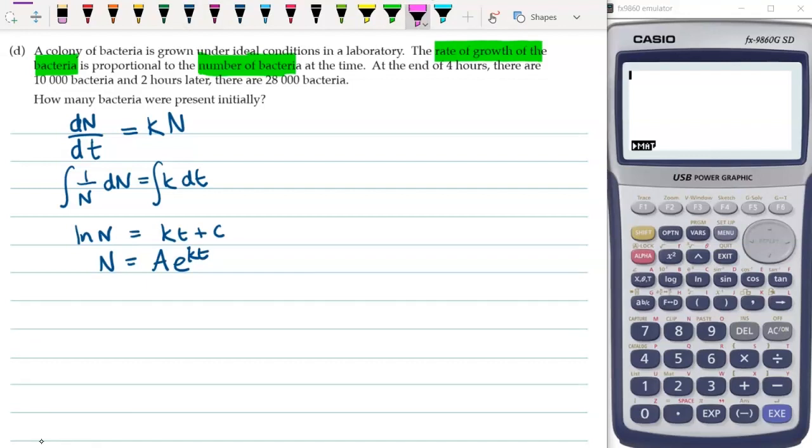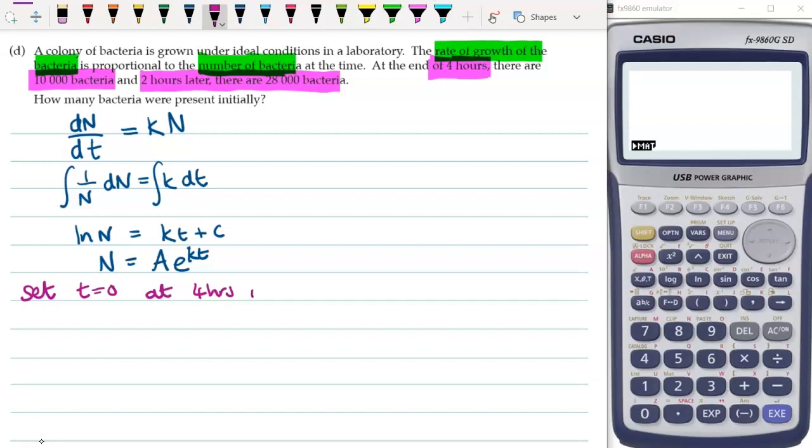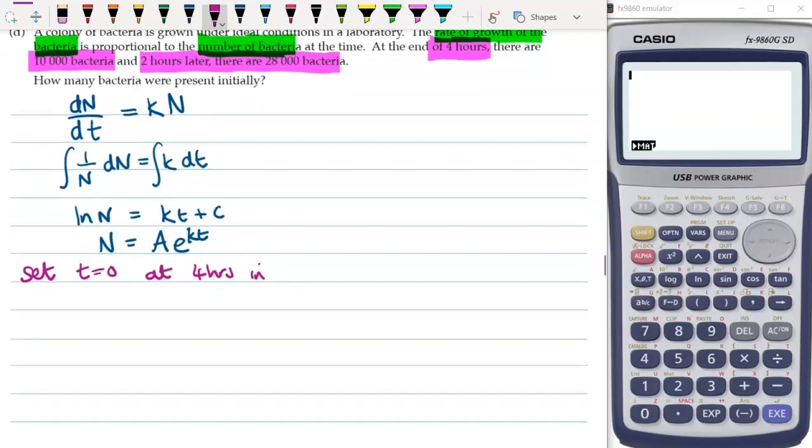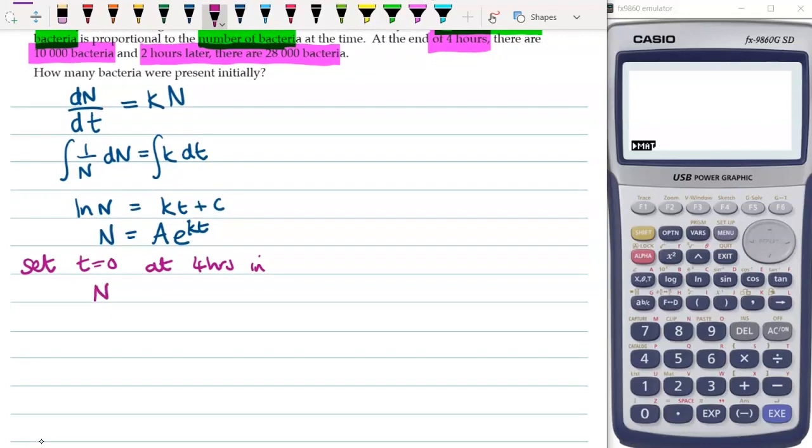Now the information we're going to use in the question is that the first thing we know about is 4 hours in, there's 10,000 bacteria. 2 hours after that, there are 28,000 bacteria. So we set t equals 0 at 4 hours in. So then n was equal to 10,000. So if we're replacing our pieces here from this equation, we've got 10,000 is equal to a e to the k times 0.